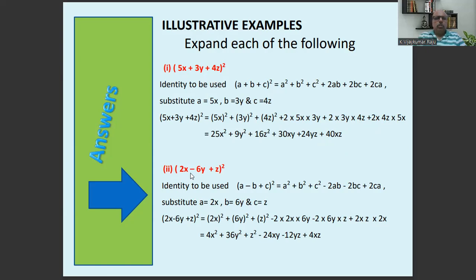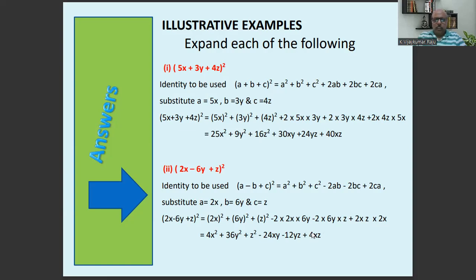Now see here, (2x - 6y + z) whole square. The b terms are negative, so these two signs are negative. Put the values. You are getting 4x² + 36y² + z² - 24xy - 12yz + 4xz.